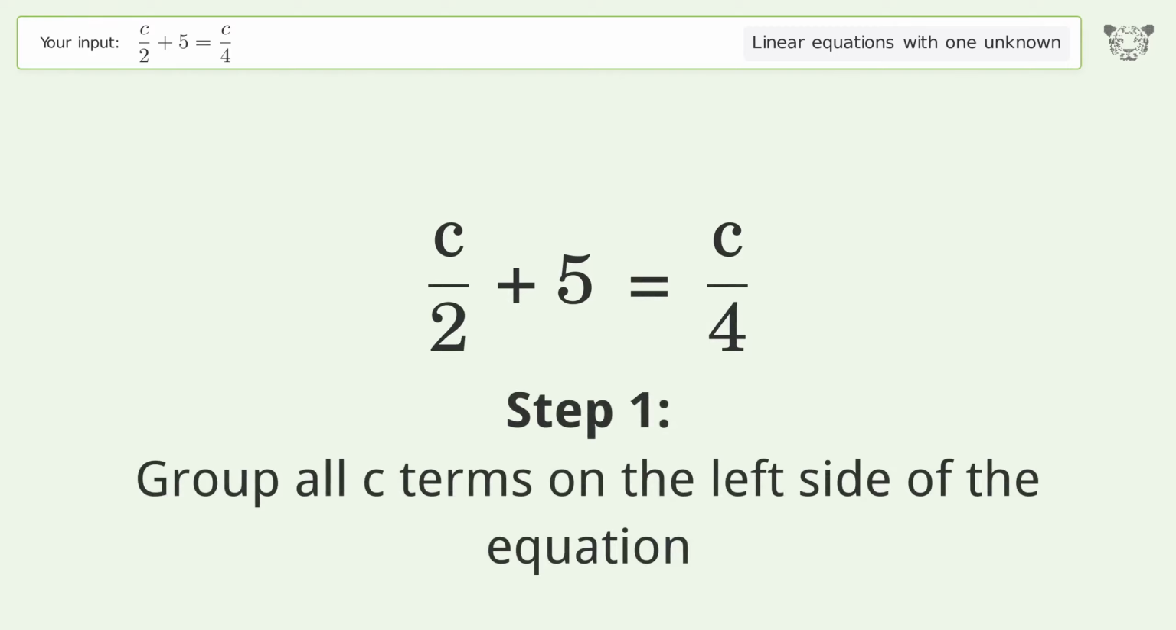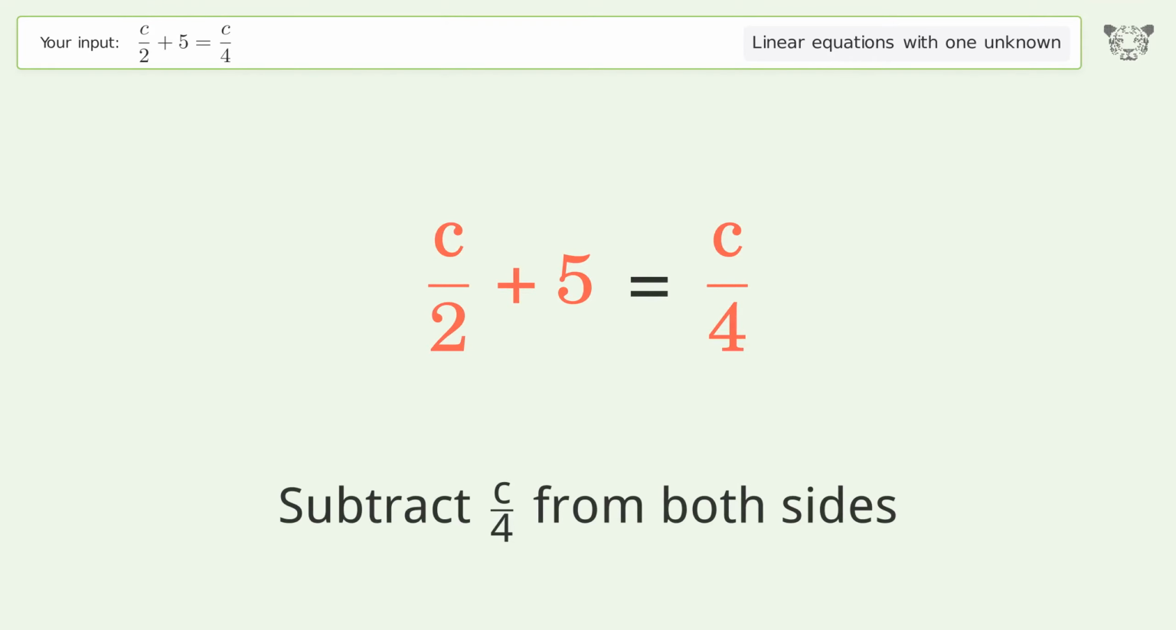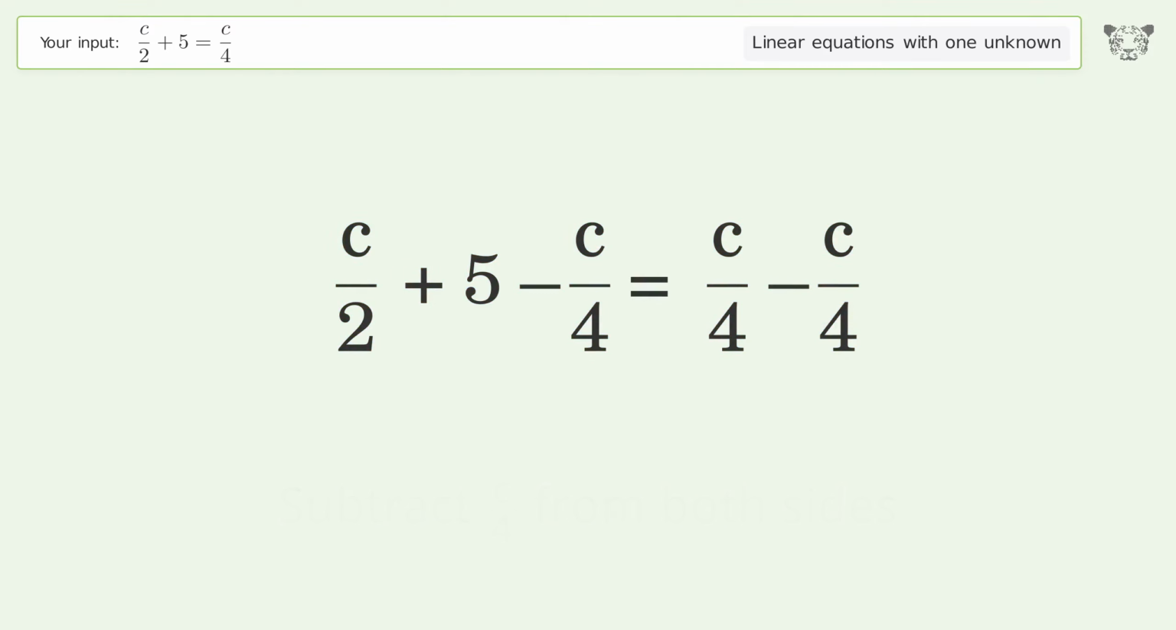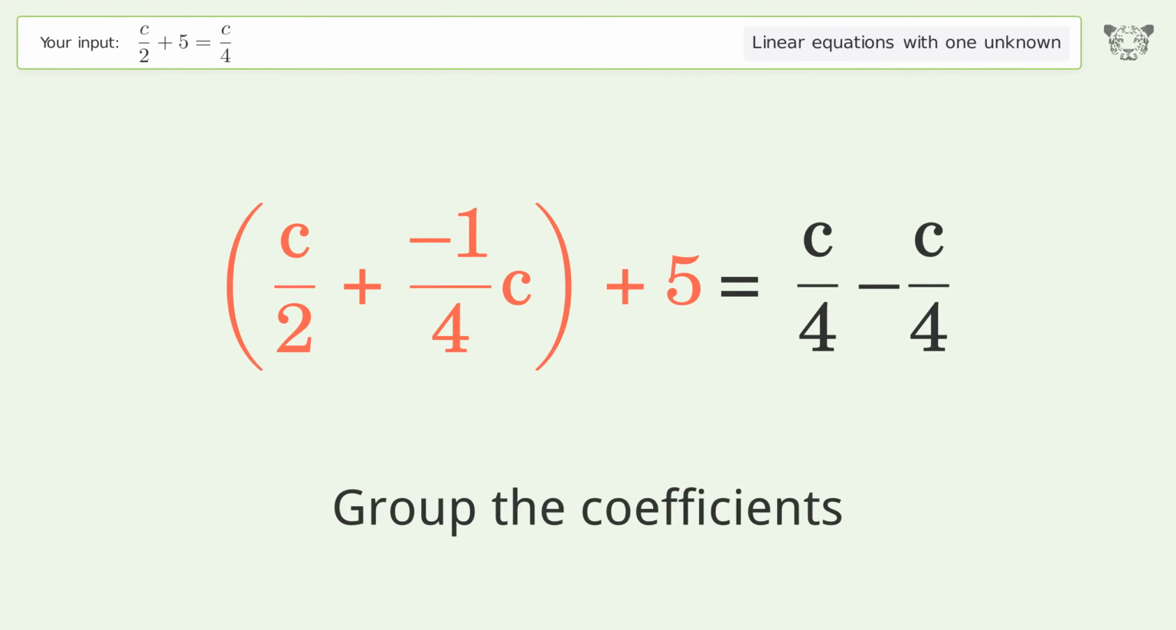Group all c terms on the left side of the equation. Subtract 100/4 from both sides. Group like terms. Group the coefficients.